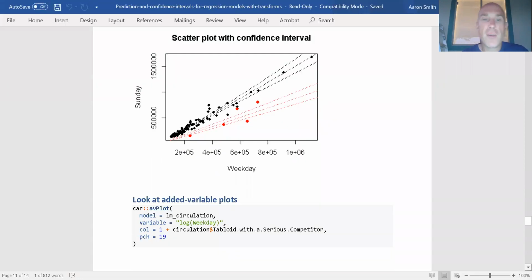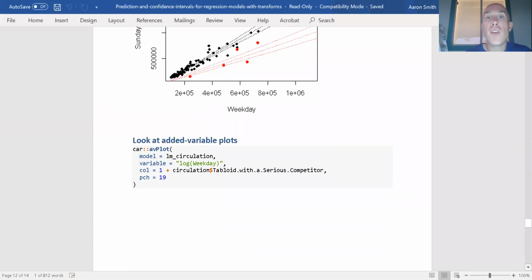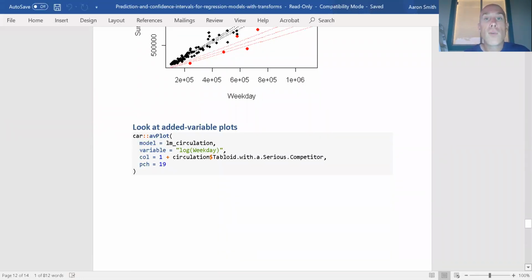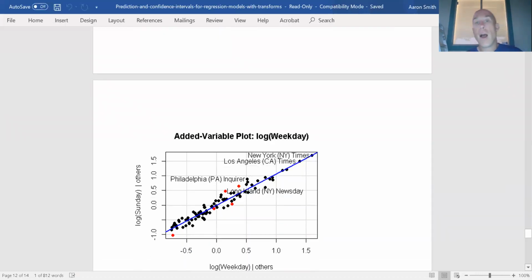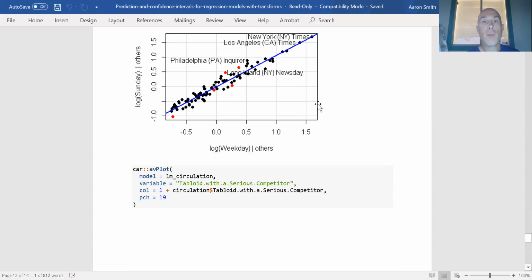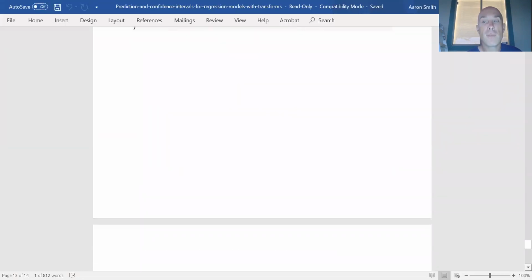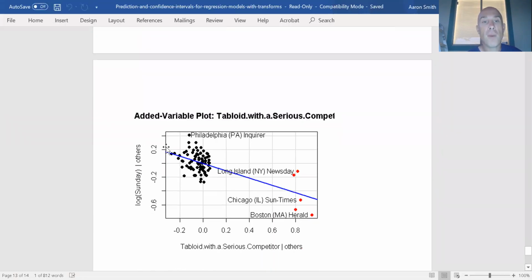And last but not least, I go ahead and look at the add variable plots to see if I can remove a variable. So remember, when I look at add variable plots, if I see a flat line, I am leaning towards removing that variable from the model. And so this is a pretty solid line, so I'm not getting rid of that. Now let's look at tabloids. And we see something of a line. I don't feel as confident about this just because there's so few data points, but I'll go ahead and leave it for now.